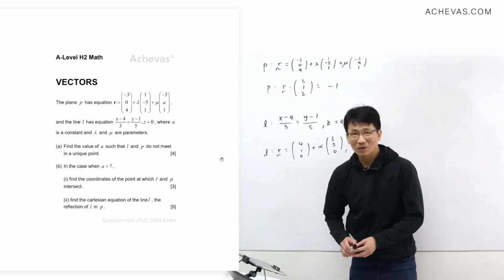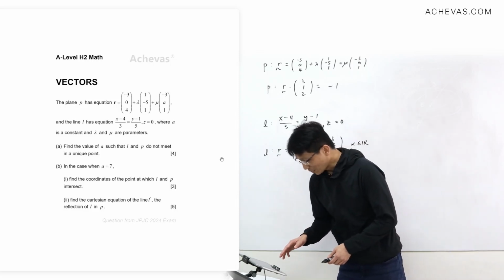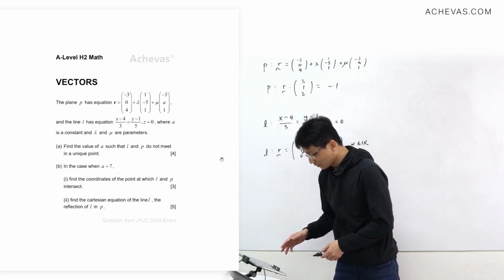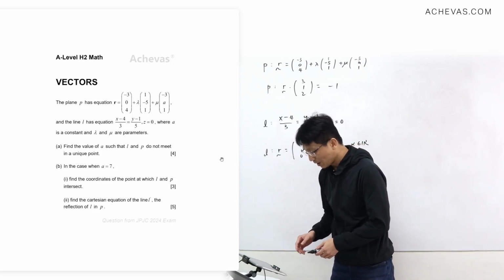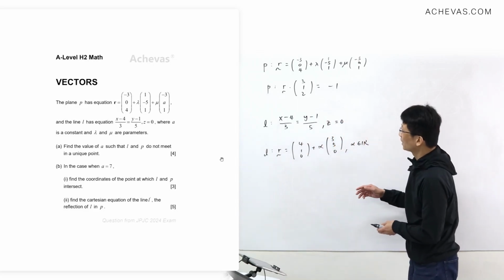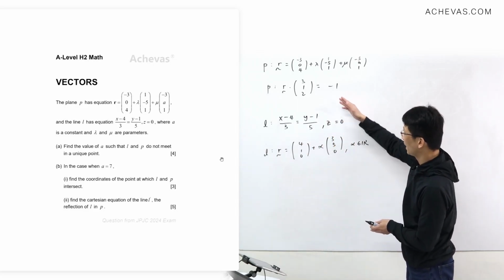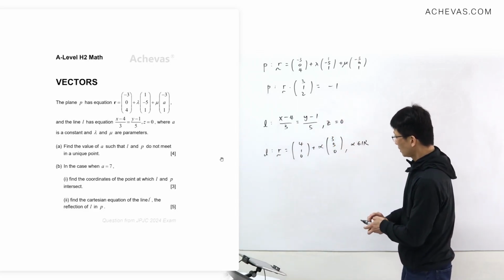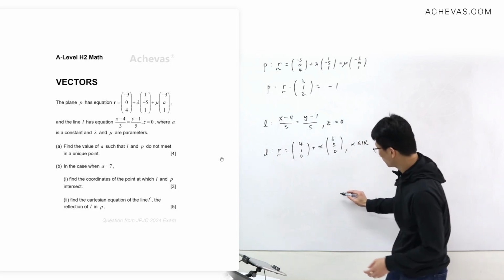Okay, so let's take a look at the last part of the question. The last part of the question says to find the Cartesian equation of the line L prime, the reflection of L in P. I've rewritten the scalar dot product form of the plane here and the vector equation of the line here. So let's draw a diagram to illustrate the situation again.